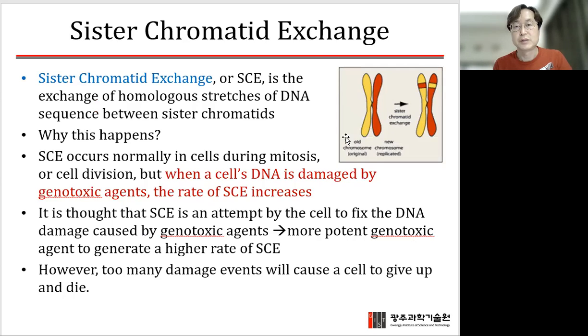So here is another example. There is an old chromosome, which is the original one, and the red one is the new chromosome, which is replicated from the original one. And then when there is something wrong, sister chromatid exchange happens, as you can see between each other.